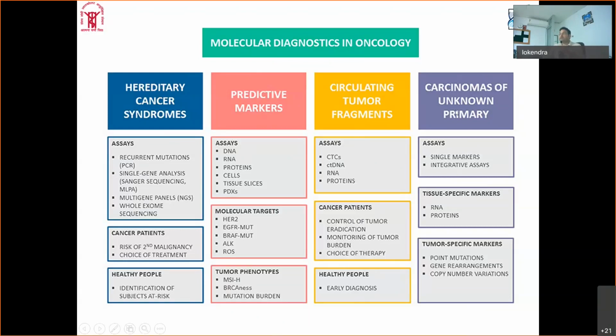Similar to that, there are various specific types of assays which are known, which are used for identifying unknown primary cancers, single markers or integrative assays, and tumor specific markers, for example point mutation, gene derangement, copy number variation. So these are generally the various approaches used in molecular diagnosis in the oncology area.